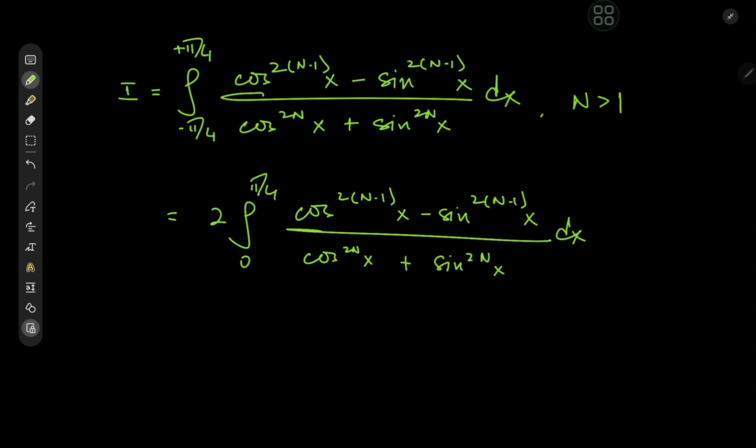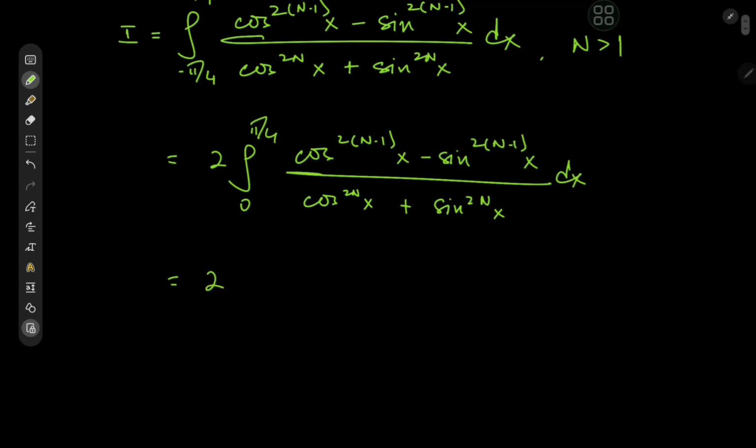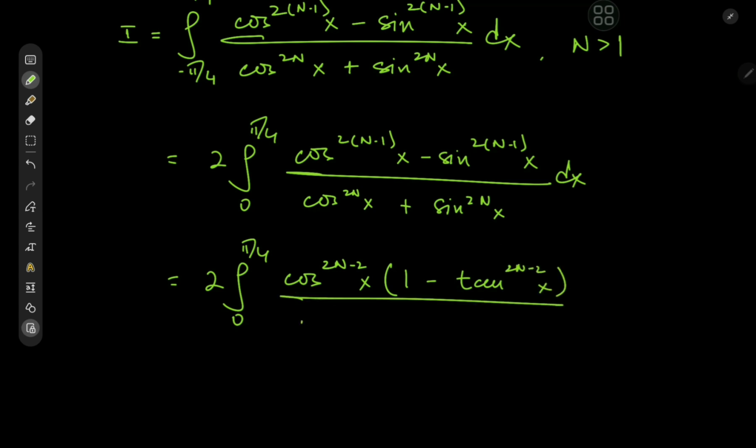And next up, let's factor out the cosine terms upstairs and downstairs. Therefore, we have twice the integral from 0 to pi by 4 of cosine to the 2n minus 2 of x times 1 minus the tangent to the 2n minus 2 of x divided by cosine to the 2n of x times 1 plus tangent to the 2n of x dx.